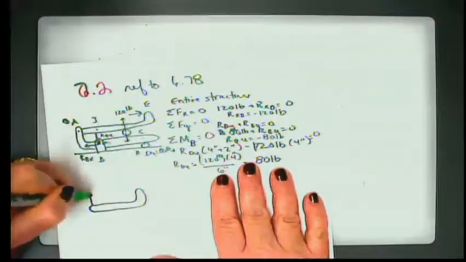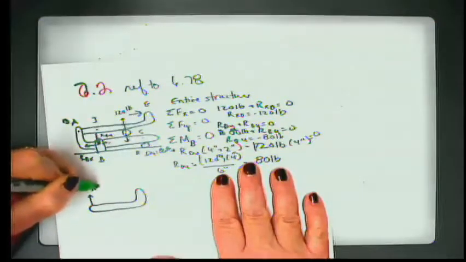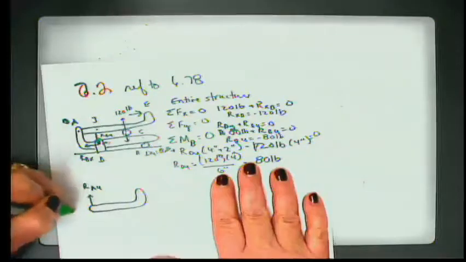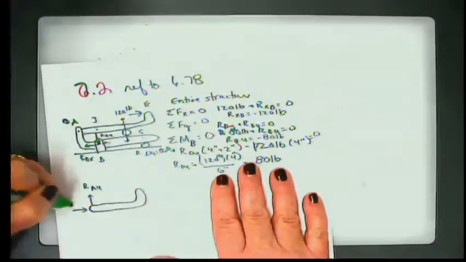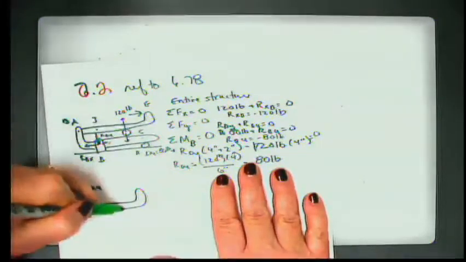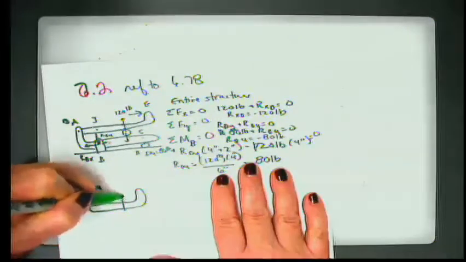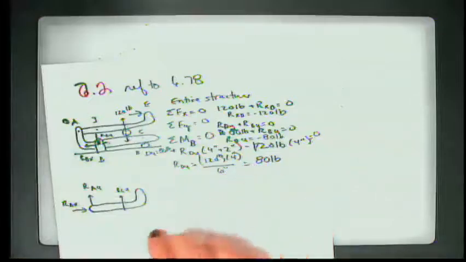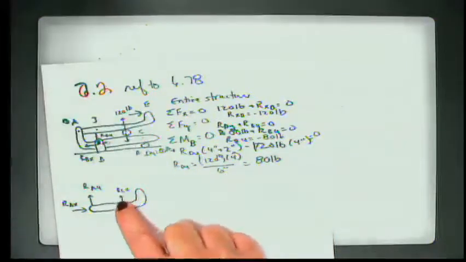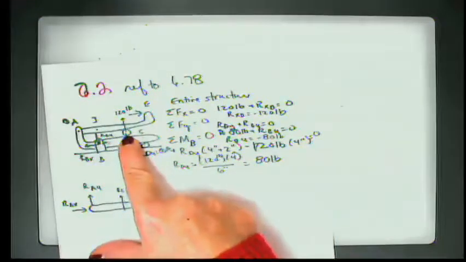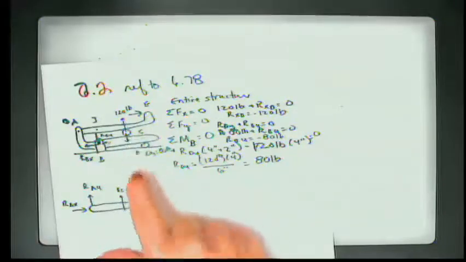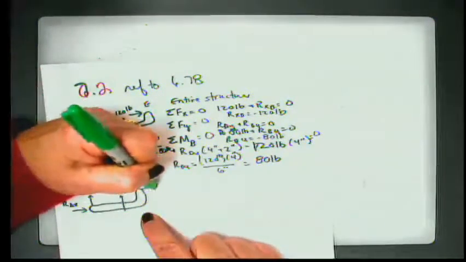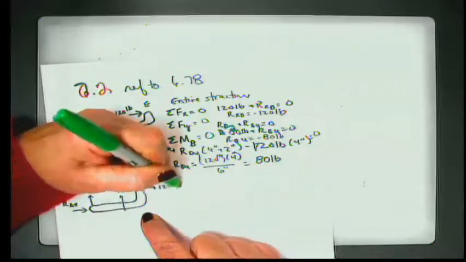And I have a reaction at A in the y direction, a reaction at A in the x direction. I also have a reaction at C in the y direction. But as I can tell, this is a ball. It's not going to support an x directional force, just a y directional force. And then here at point E, I have a 120-pound force.